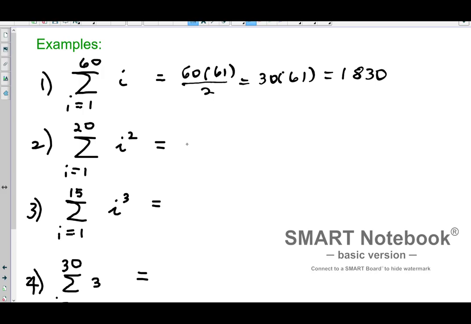So for this one, the formula was n times n plus 1 times 2n plus 1. So that's 2 times 20 plus 1, 41, all over 6, right? That was the formula for summation of i squared. And if you put this into your calculator, you're going to get 2,870.